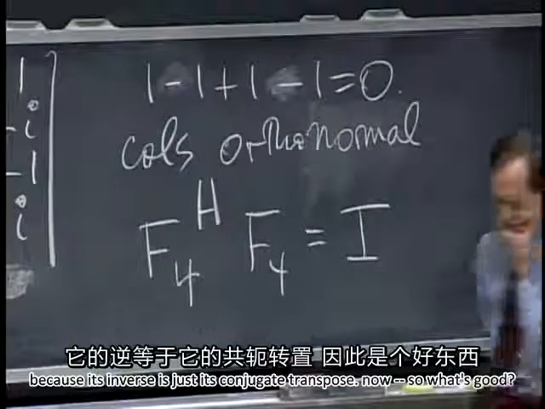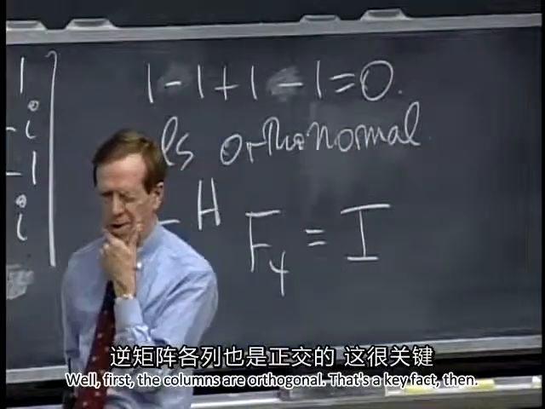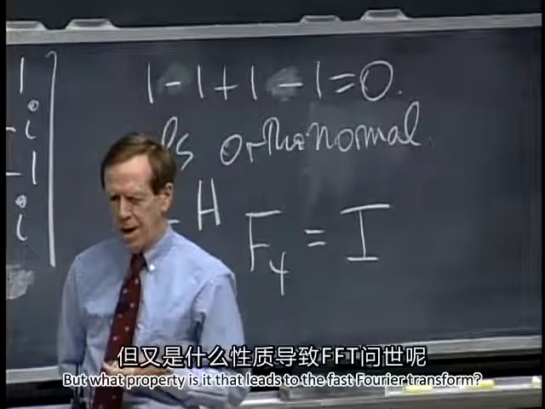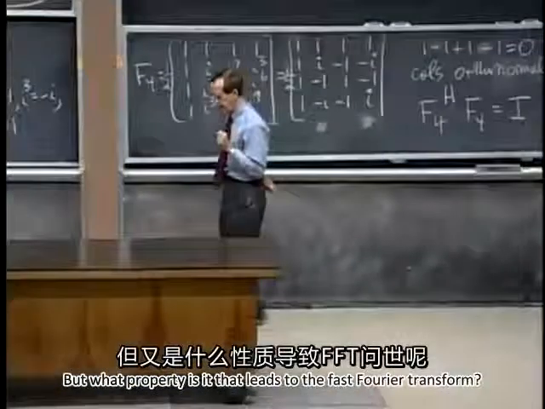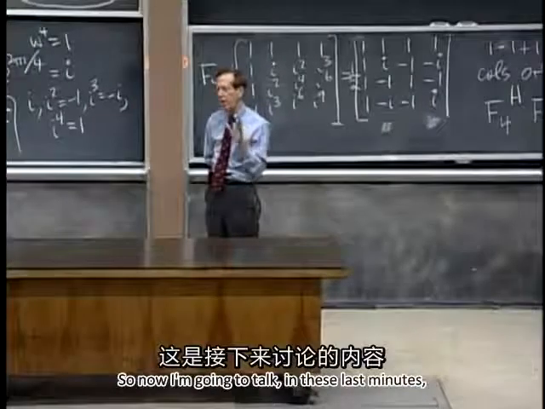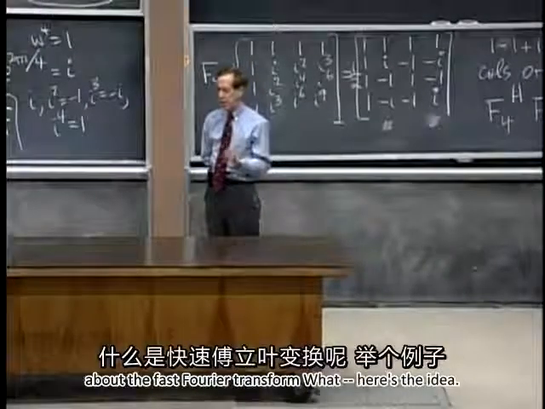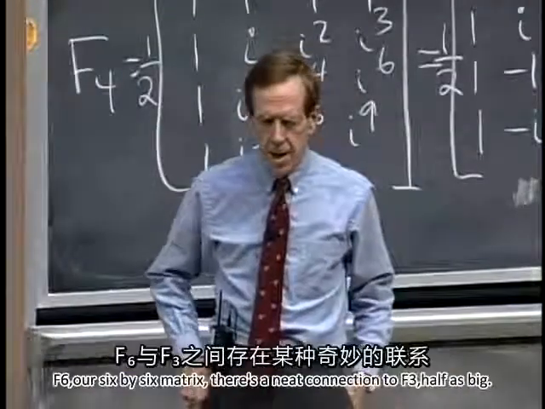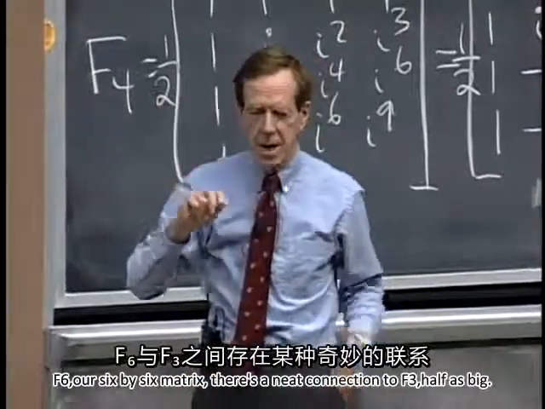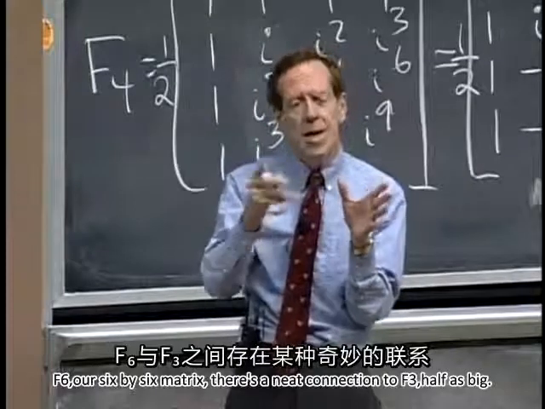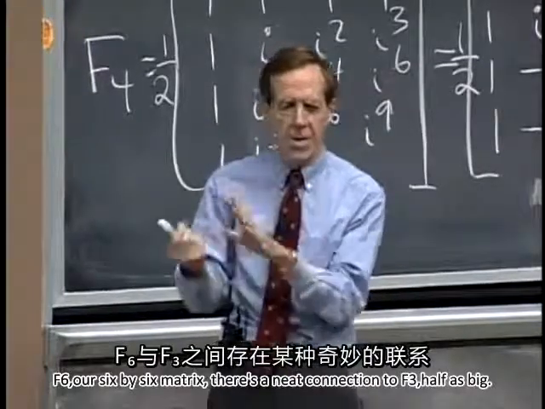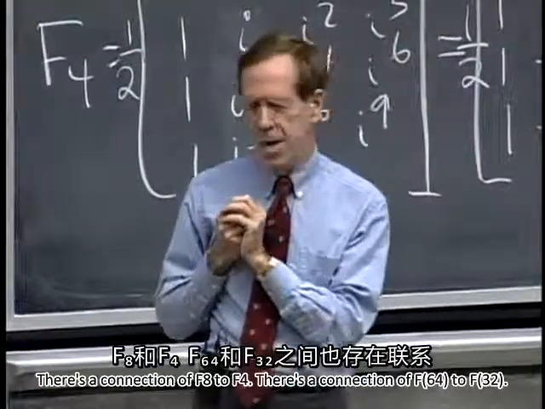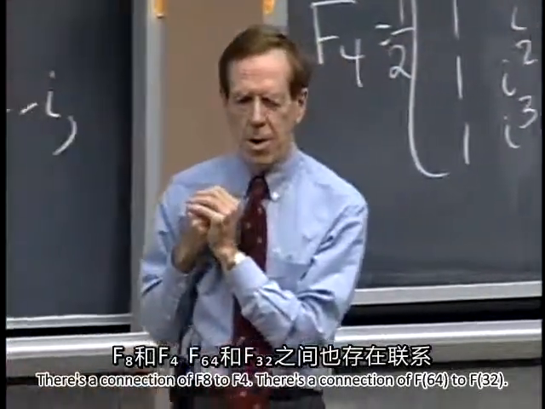Okay, now, so what's good? Well, first, the columns are orthogonal. That's a key fact. That's the thing that makes the inverse easy. But what property is it that leads to the fast Fourier transform? So now I'm going to talk in these last minutes about the fast Fourier transform. Here's the idea. F6, our 6 by 6 matrix, has a neat connection to F3, half as big. There's a connection of F8 to F4. There's a connection of F64 to F32.